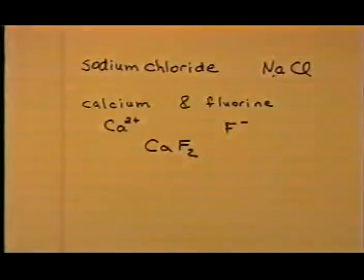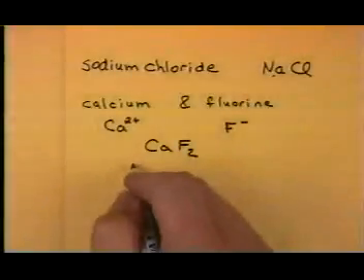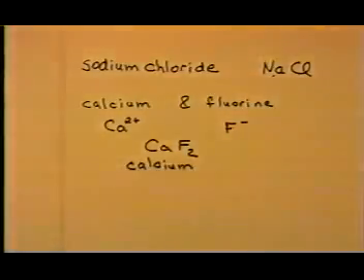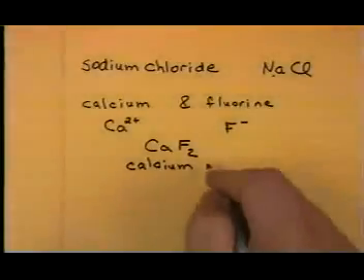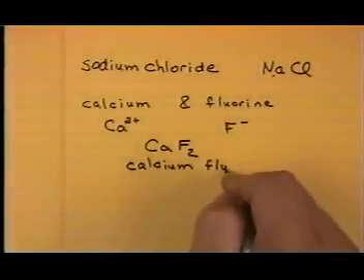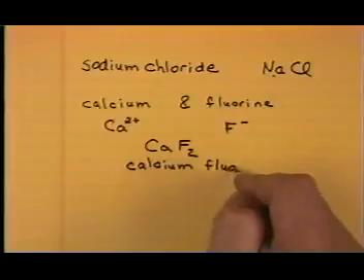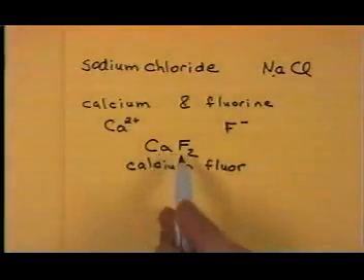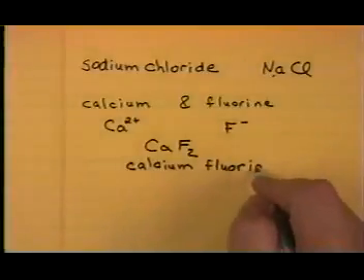And that CaF2 is the formula of the compound whose name is calcium, the name of the positive element, followed by the first part of the name of the negative side, fluor, and then since this is a binary compound, only 2 elements are present, fluoride.